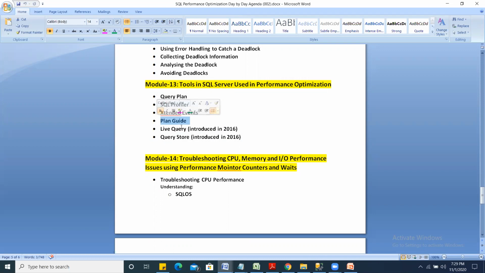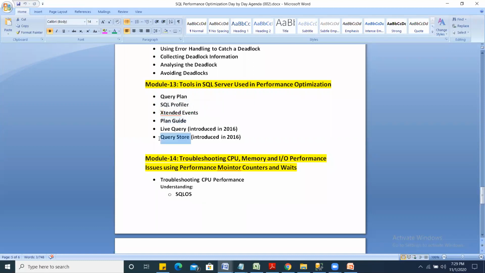So plan guide is basically used when you don't have access to the code of the stored procedure. I mean, if your stored procedure is encrypted, you cannot tune the code. So in that case, you can create a plan guide to execute a particular statement of that stored procedure with a particular hint. You can specify a plan guide. So I will show you how we can do that.